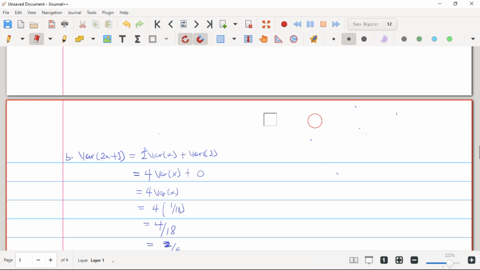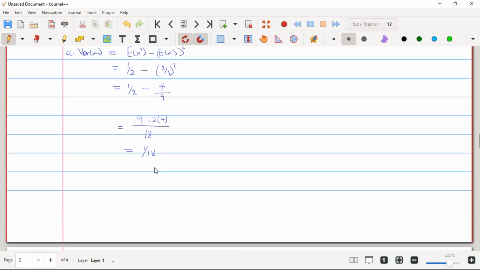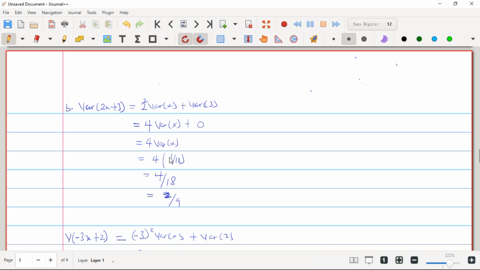So at the end of the day, you could see that here we had the variance of 2X plus 3, right? So we just expanded it. Here we have 2 raised to the power 2 times the variance of X plus 3. The variance of the constant is 0, and here it gives us 4 times the variance of X, right? And then we learned that the variance of X is 1 divided by 18, right? So here we have 4 times 1 divided by 18. Here we'll be getting 4 divided by 18, and then this gives us 2 divided by 9. So that will be our final answer, right?